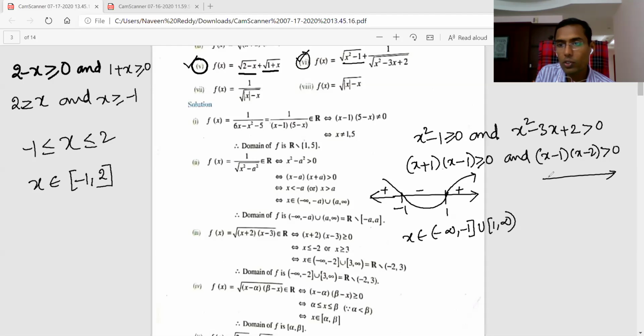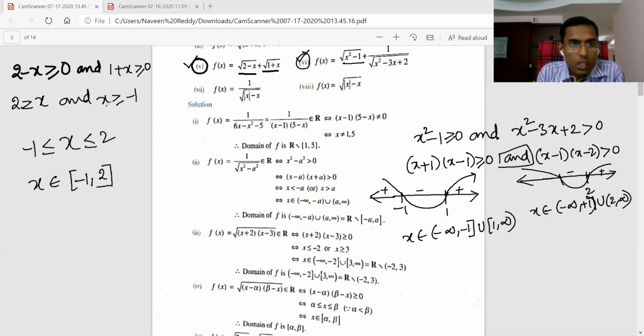For this, if you solve, what do you get here? This is 1, this is 2. So this is positive here, this is negative, this is positive. That means we have to take the positive. So x belongs to minus infinity to 1 union 2 to infinity. But 'and' means what? Intersection. The intersection of these two should be taken. Here we have taken x less than 2 and x greater than minus 1: x is greater than minus 1 and less than 2. We have taken the intersection. Here also we should take the intersection.